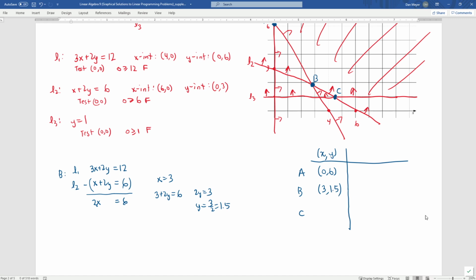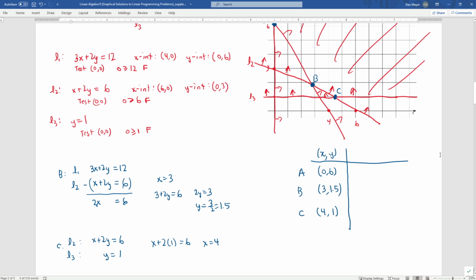Now point C here looks like it's on the intersection of line 2 and line 3. And since line 3 is a horizontal line, I think this one's going to be pretty easy to solve. Line 2 was x plus 2y is equal to 6, and line 3 is y is equal to 1. So we already got our y value. We have x plus 2 times 1 is equal to 6. So x will end up being 4. So C is the point 4, 1. All right, we were able to make relatively short work of our corner points this time.